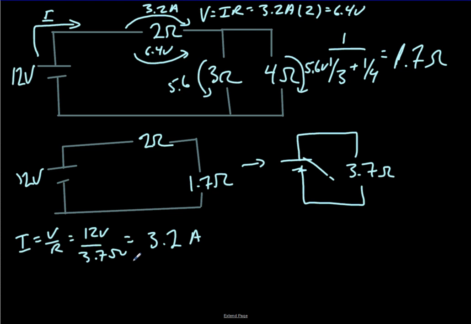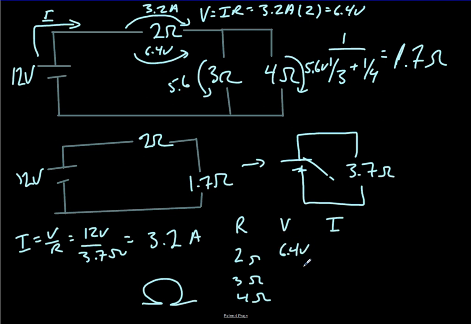Something I'll do here, just to make it easier to keep track, is make a little chart. We've got a resistance, a voltage, and a current, for the 2, 3, 4 ohm resistors. By the way, the symbol for ohms is an omega. If you can't tell what I'm drawing, it's like a horseshoe thing. All right, so we know the voltage drop here is 6.4 volts. We therefore know that it's got to be 5.6 volts here and 5.6 volts here.